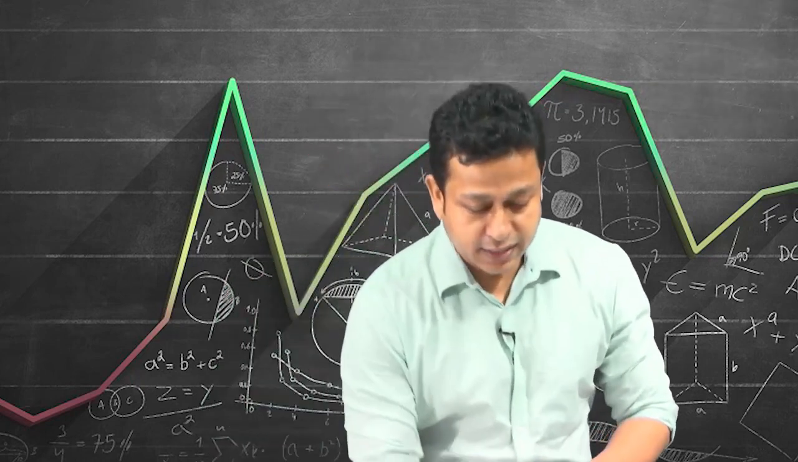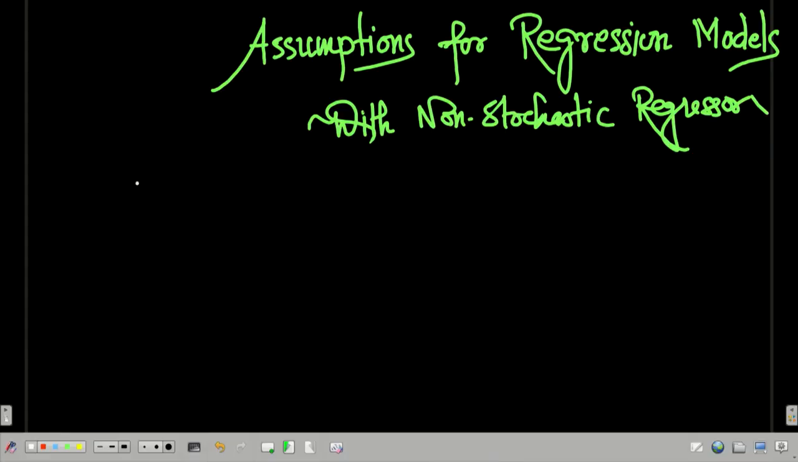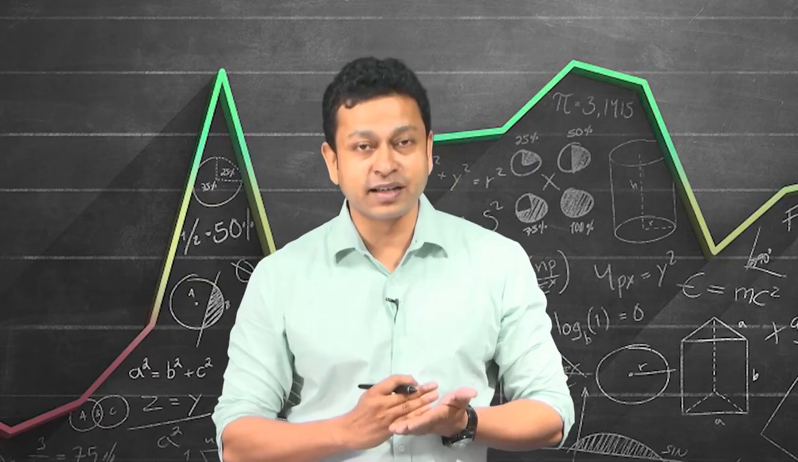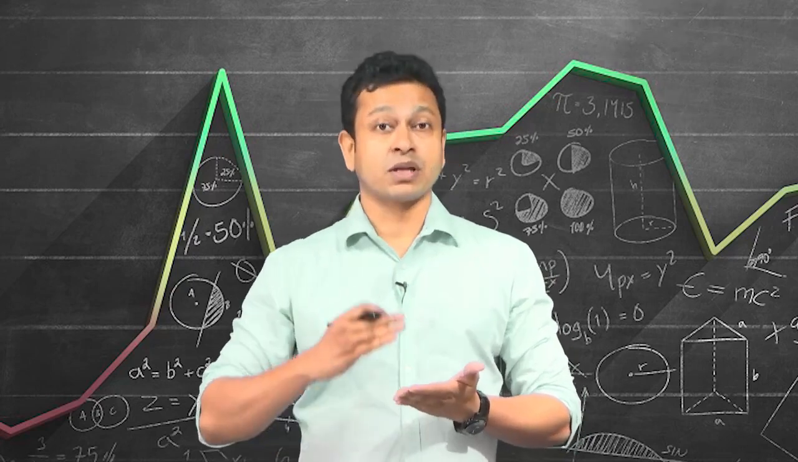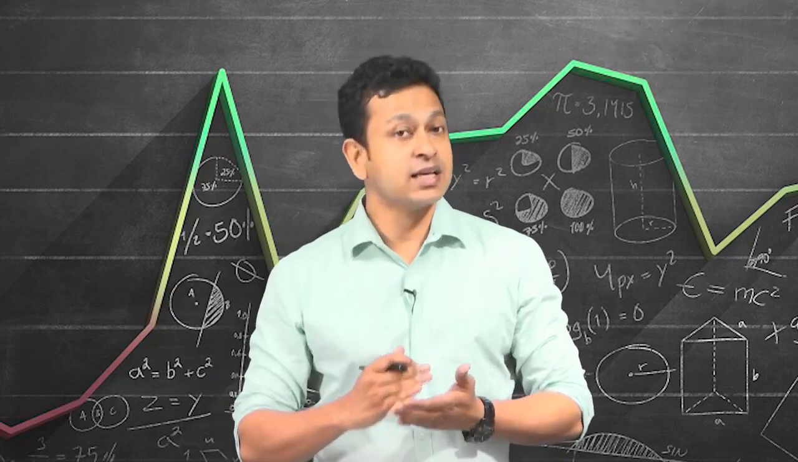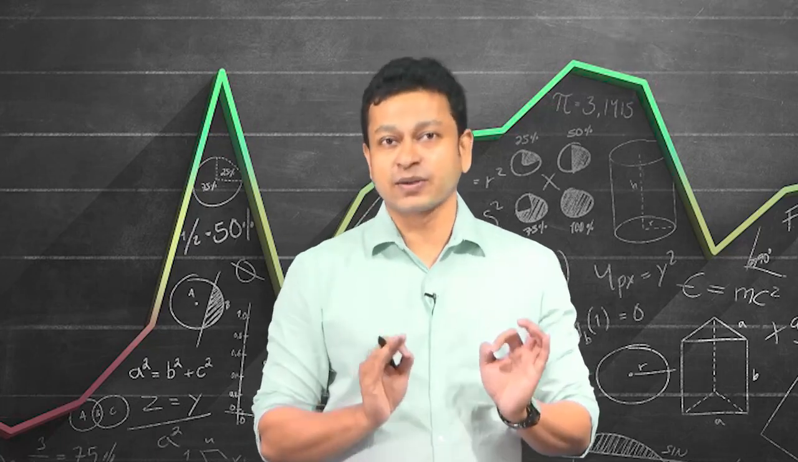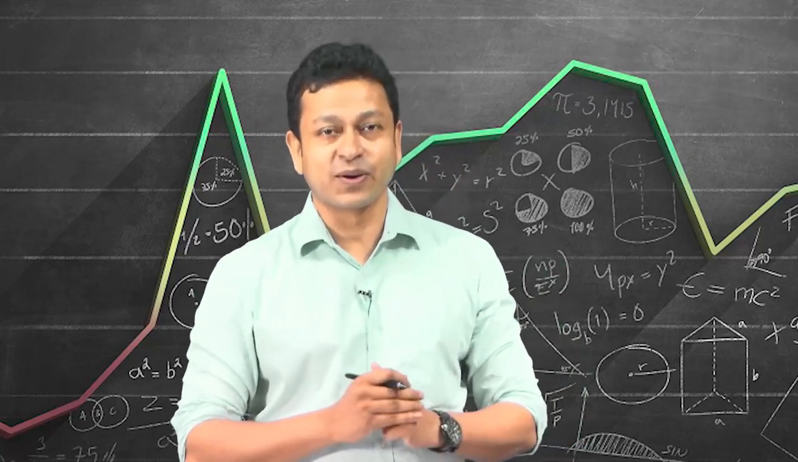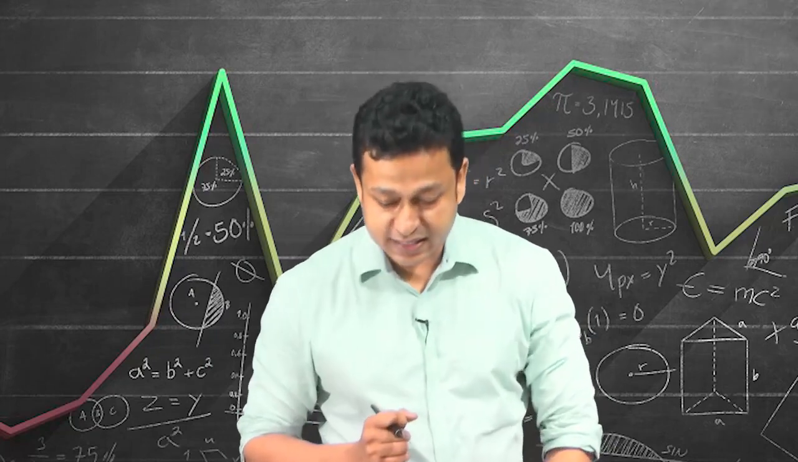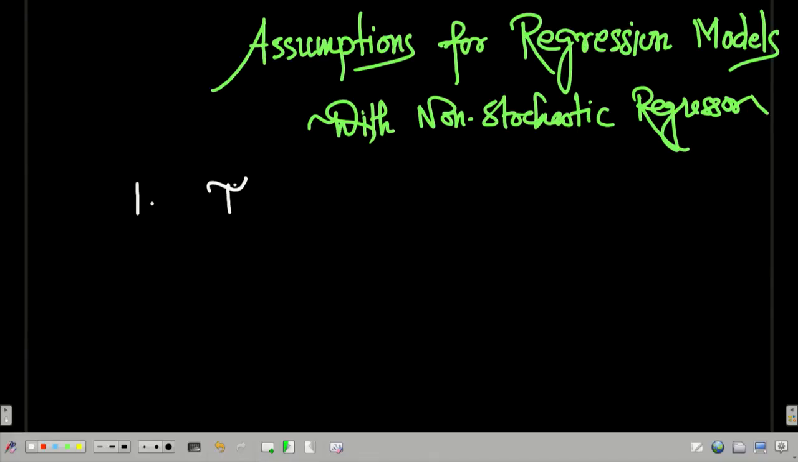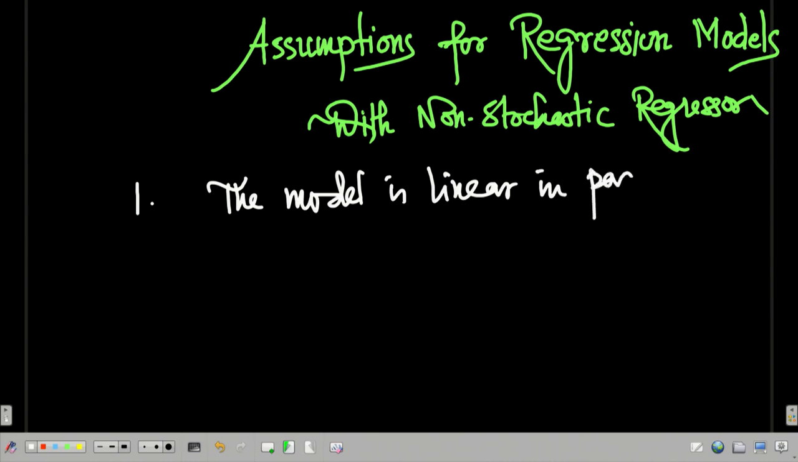Let me write down the first assumption. You are actually familiar with all the assumptions, because you have covered them when you dealt with functional specification, multicollinearity, heteroskedasticity, autocorrelation, model specification and so forth. All the different learnings that we had so far, this is going to be a summary of that. The first assumption is that the model is linear in parameter and correctly specified.